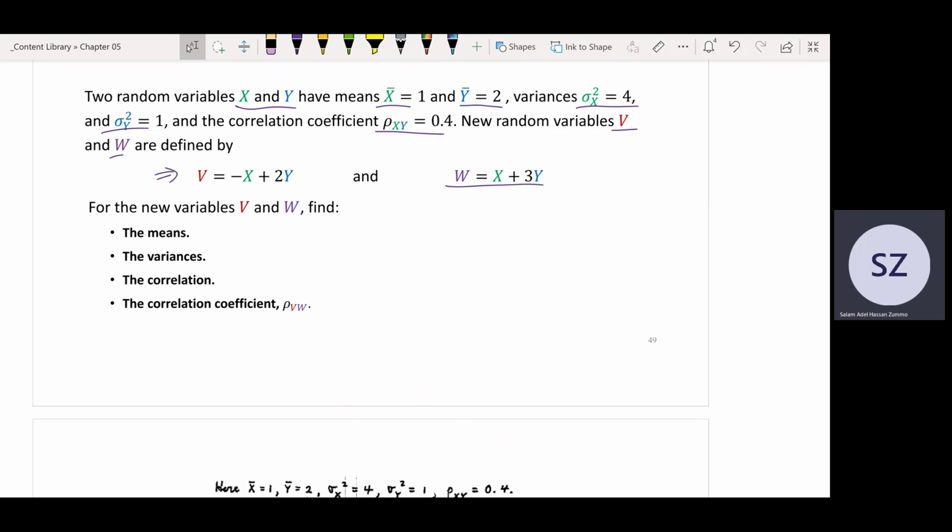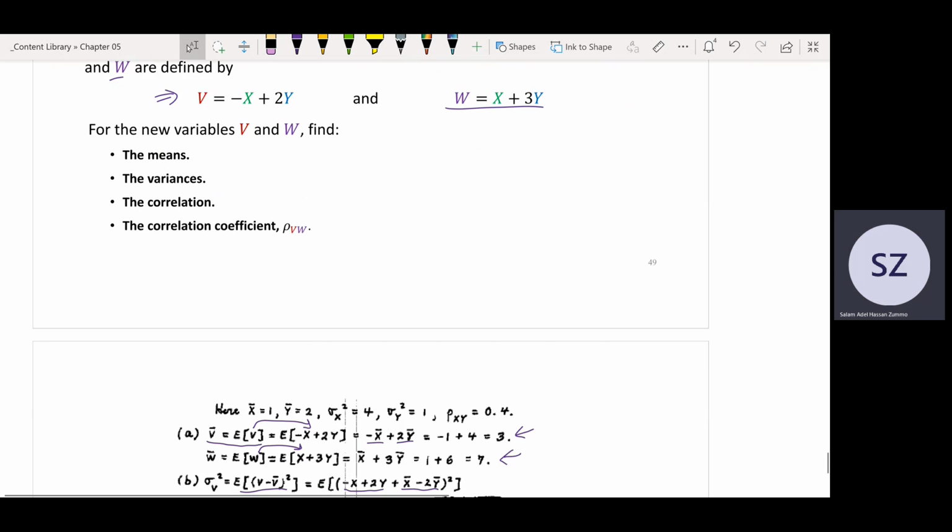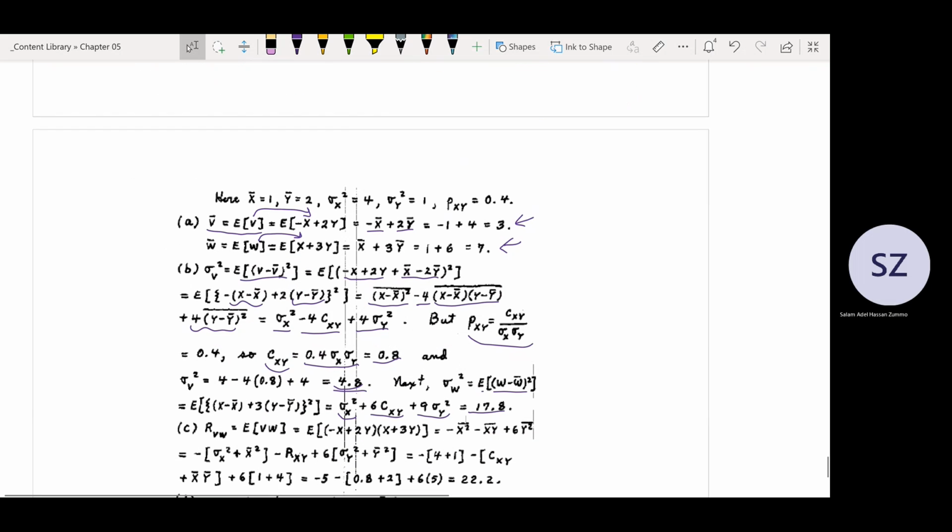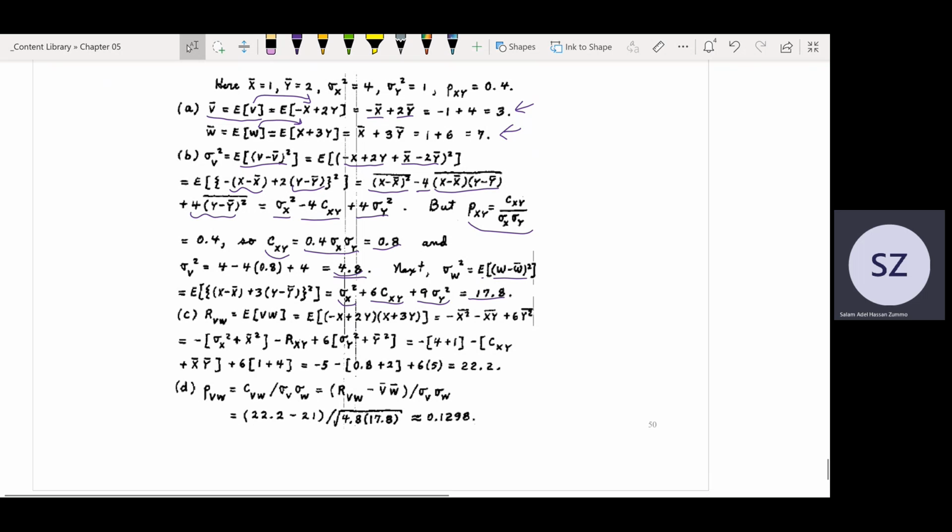So what do we do? In order to find the correlation, what do we do? We start, as we mentioned, by the definition. Correlation of VW, by definition, is the expected value of V and W. Now we substitute for V and we substitute for W. And then we open up. When we open up, we try to collect similar terms.